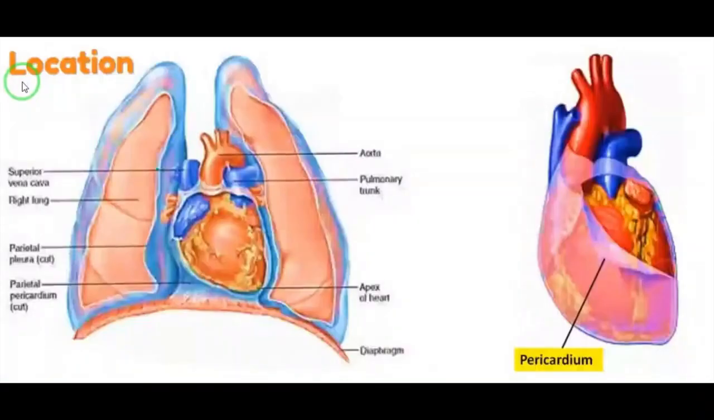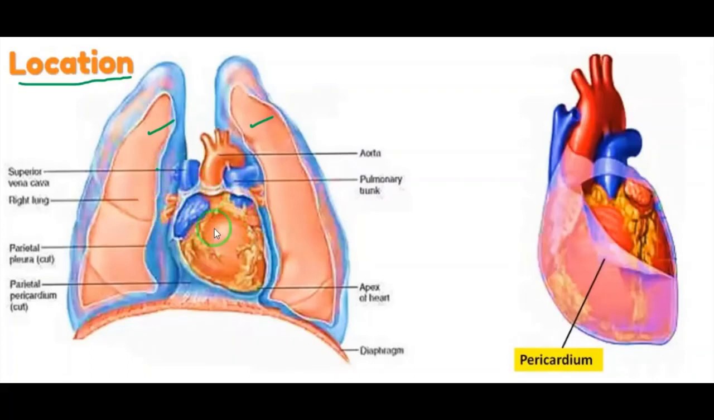First we have to see the location of the human heart. The heart is located in the thoracic cavity. This is the thoracic cavity or chest region. The heart is situated between the lungs. These are the lungs. Understand, children? So this is the heart.